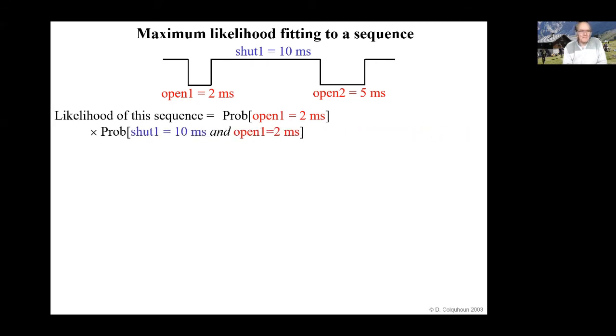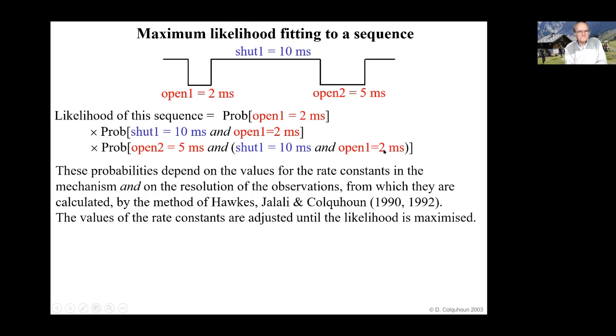And we multiply that by the probability that the first shutting is 10 milliseconds and the first opening was 2 milliseconds, because the length of that first opening will influence this probability as well as the length of the shut time. And we multiply that by the probability that the second opening is 5 milliseconds and the first two events were as they were.